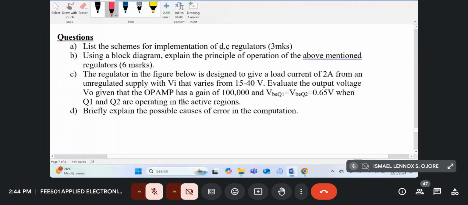Okay. So let's do these simple questions over here quickly. Then we'll do a simple exam problem. So questions on this topic: list the schemes used to implement DC regulators for 3 marks. The schemes are series, shunt, and switch mode. Switch mode, I told you that's your assignment. Go and look at the problems. The book to use is Power Electronics by Professor Sen. I think you can get them on the internet. Me, I bought mine from the university bookshop.